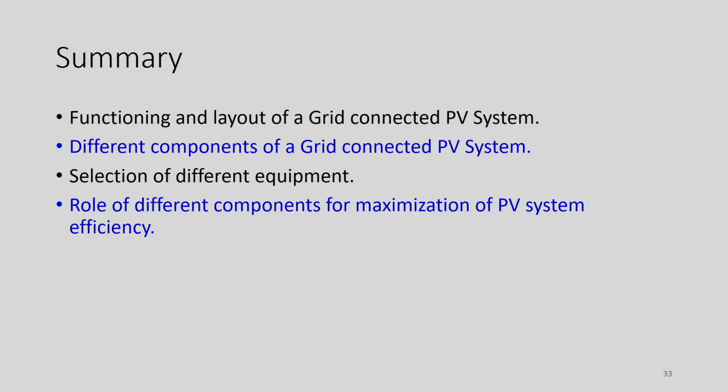So we can summarize what we have discussed today. Primarily we have discussed the functioning and layout of the grid connected PV system, and then we have understood the different components of a grid connected PV system, how these can be selected, and the role of different components for maximization of PV system efficiency. I hope that you understand the things very clearly, and maybe in the next class we will study more on design aspects of grid connected PV system.